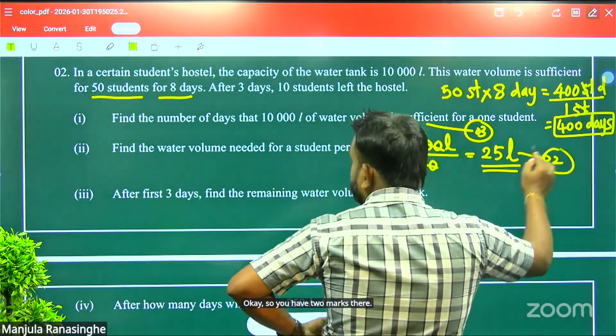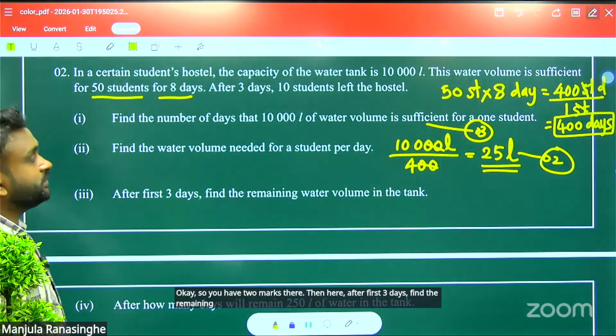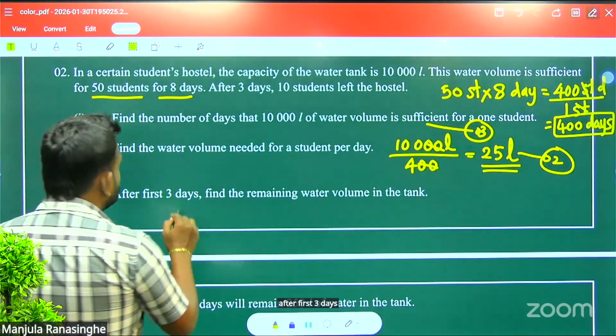Then here, after the first 3 days, find the remaining water volume in the tank. After the first 3 days. So that means 3 days.